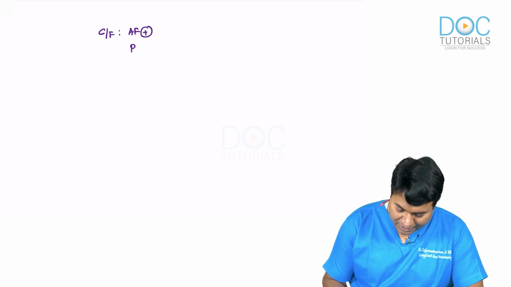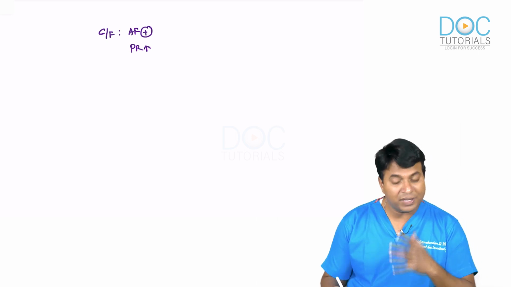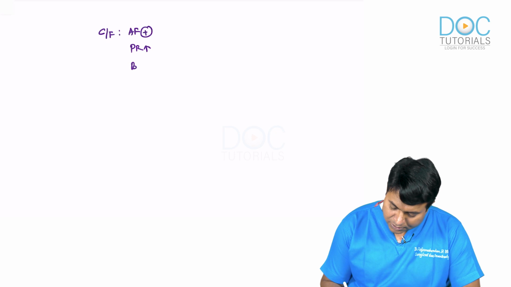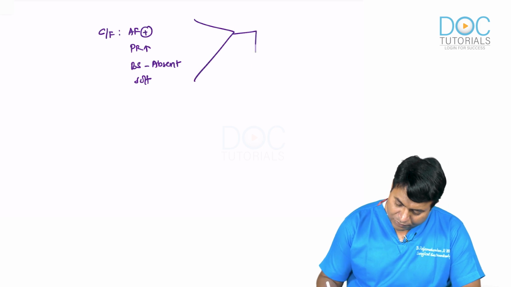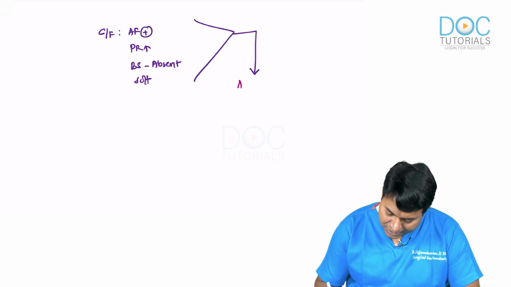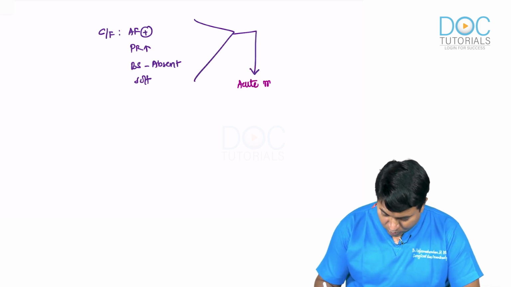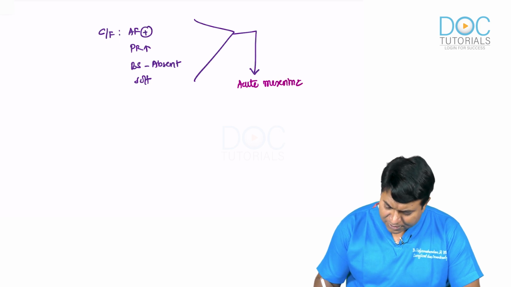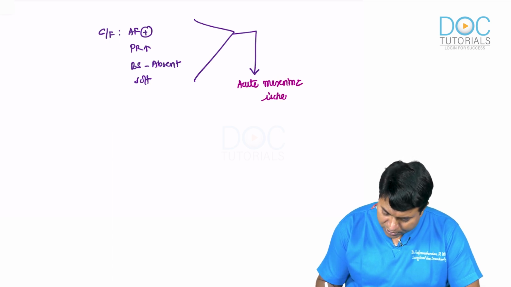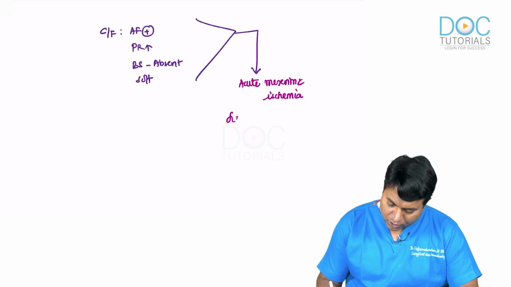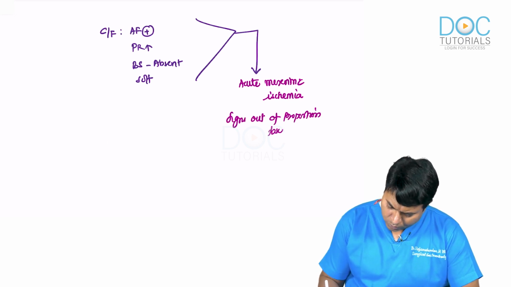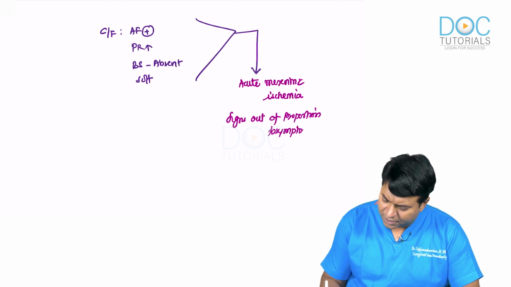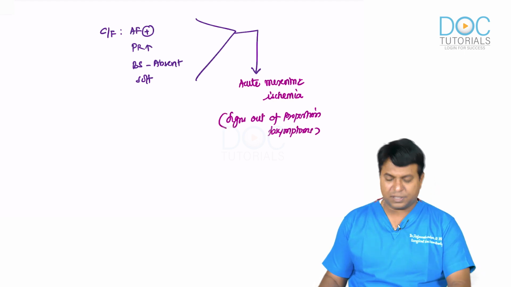Pulse rate is increased. The bowel is having some problem, whereas bowel sounds are absent and the abdomen is soft. So these are all classical features of acute mesenteric ischemia. In acute mesenteric ischemia, there are signs out of proportion to the symptoms. Signs out of proportion to symptoms. So please remember, in mesenteric ischemia, the signs are out of proportion to the symptoms.